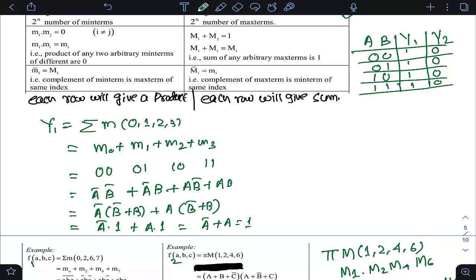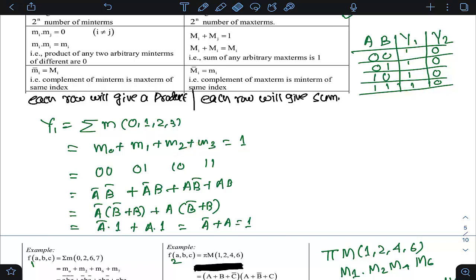So what is the conclusion then? This is equal to 1. That means if I am taking a function where all the input combinations are producing output 1, that is the case of 2 power n number of minterms. If I add all the minterms, I get the answer as 1.